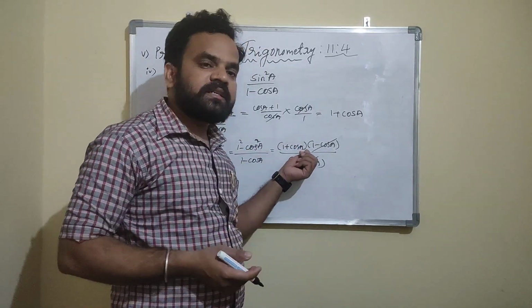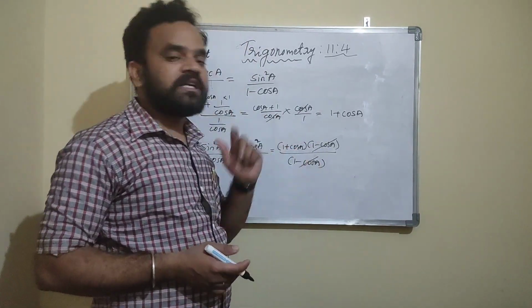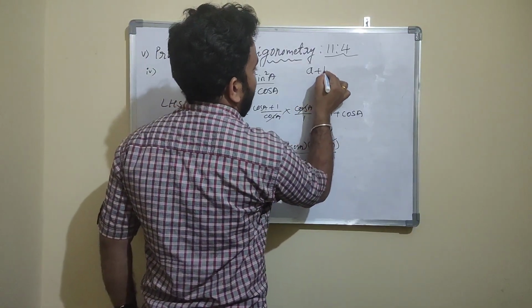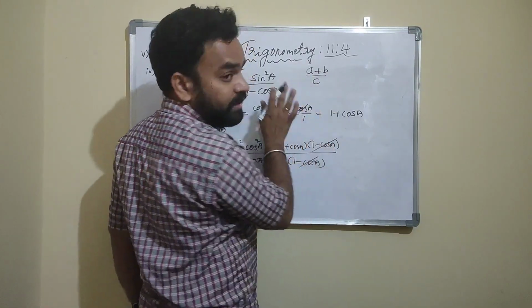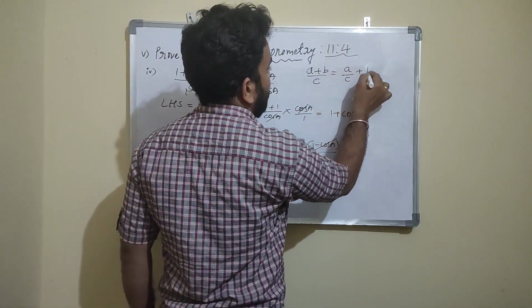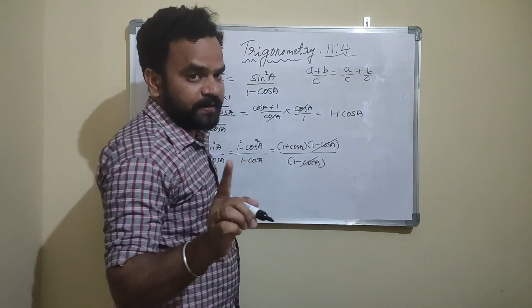Here no addition and subtraction. Here multiplication is there. I'll explain here. Please do listen here. In case of (a plus b) by c, if it is in this form, please do write it in the form of a by c plus b by c. The answer will be different.